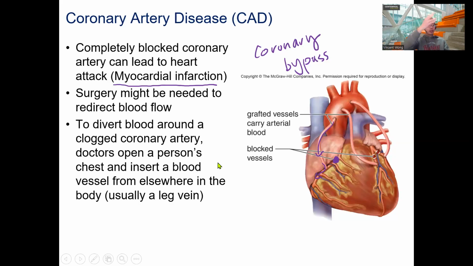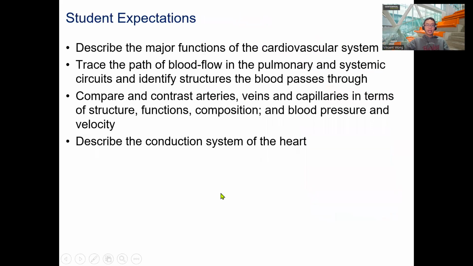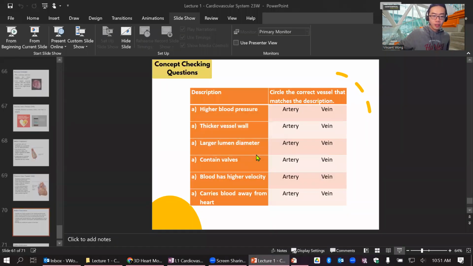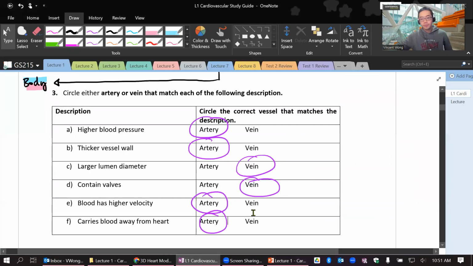So earlier, someone mentioned stroke. It's essentially the same mechanism here, except rather than happening in the heart, this occurs in one of the vessels in the brain, and depending on which part of the brain is being affected, the outcome could be severe or it could be mild. So that is all for lecture 1, and you will be quizzed on this in week number 3.